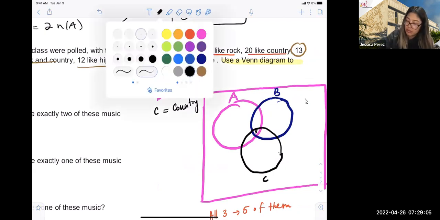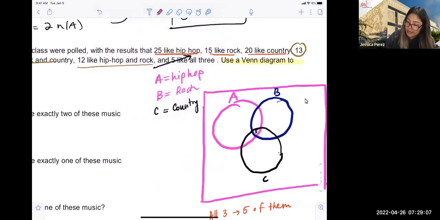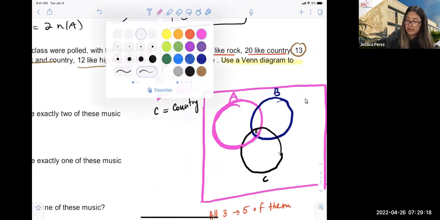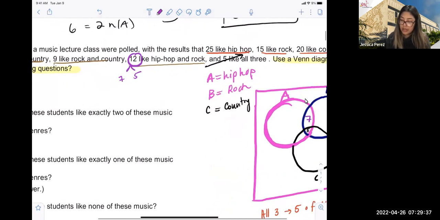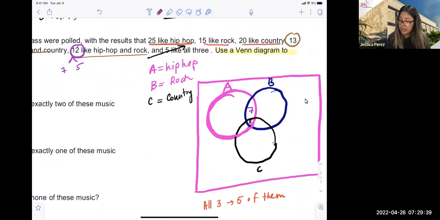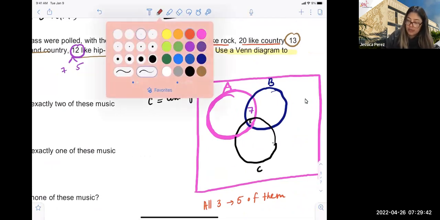Well, which one is hip hop and rock? Hip hop and rock is A and B. So hip hop and rock, A and B right here is 12, but you have 5 already. So 12 minus 5 is 7. So 7 goes here. How did I get 7 again? Well, 7 plus 5 makes 12. The 5 is already part of the all 3. Okay. Now go backwards. Now you have 9 like rock and country. Rock is B and C. 9 of them. So you have 5 already.